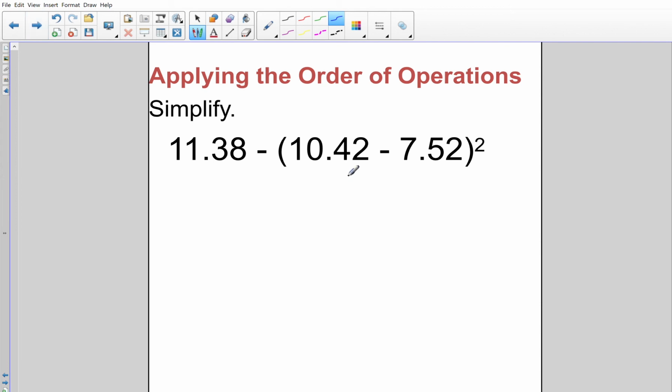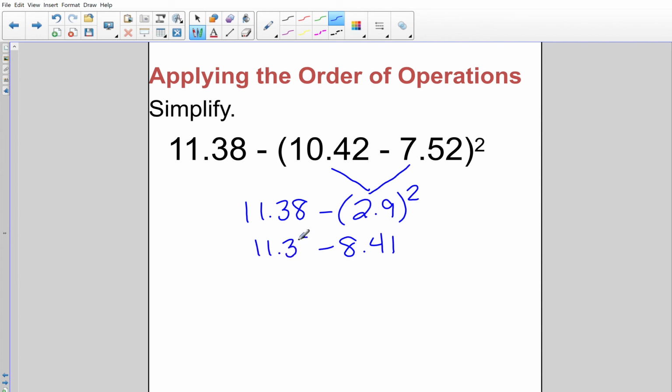I'll do it in pieces here. Again, I'm not going to make it super long. So we've got 10.42 minus 7.52. And if I subtract those two, I get just 2.9. Now that's going to stay in parentheses squared. My next step is to take 2.9 and square it. So if I take 2.9 and square it, I get 8.41. So 11.38 minus 8.41 is going to subtract and give us a 2.97. Okay, so you can do it in pieces, you can do it all in your calculator, it's completely up to you.